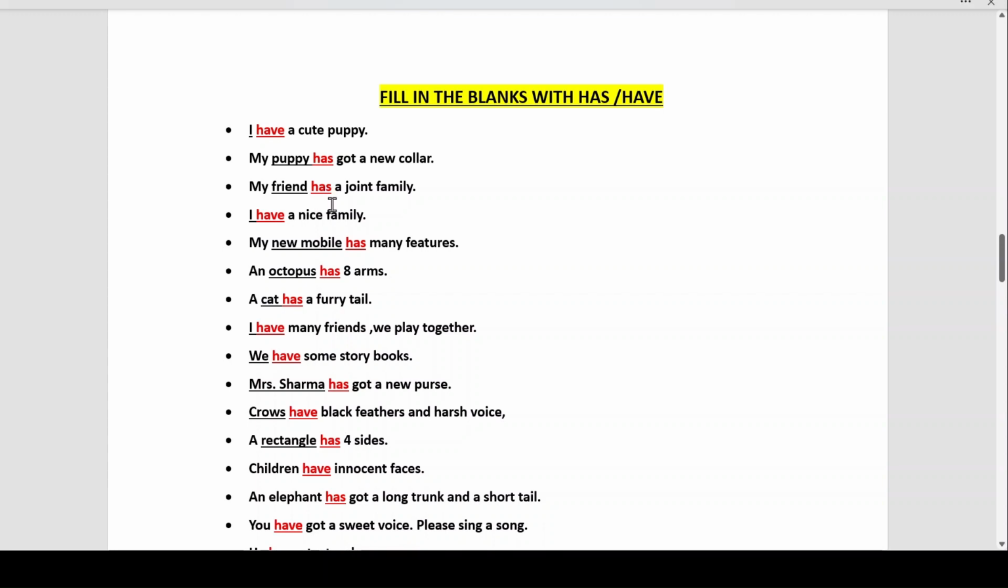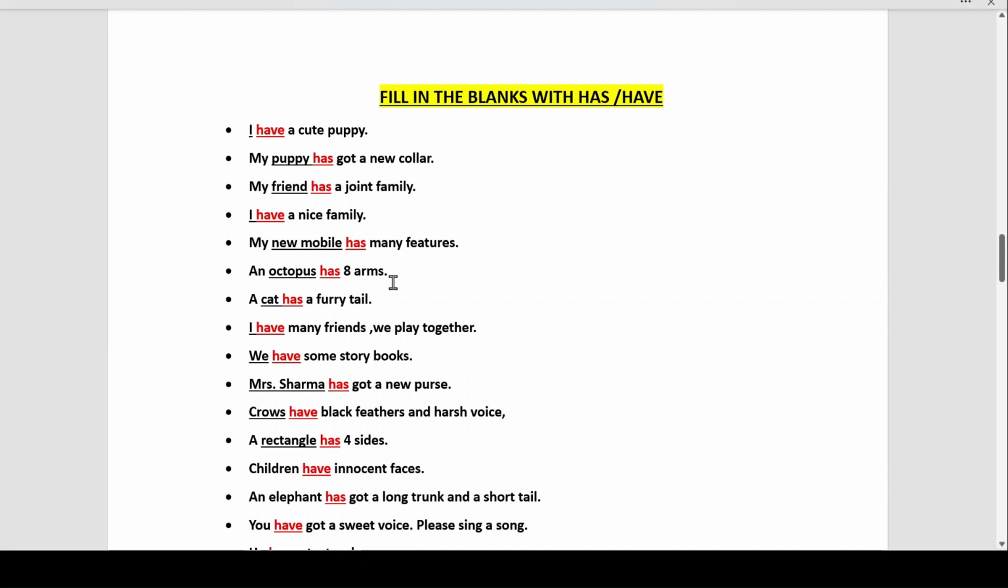Third, my friend has a joint family. My friend, again, is third person singular. So third person singular subject means followed by has. I have a nice family. Your subject is first person I. Okay, so we will use have. Next, my new mobile has many features. Your subject is new mobile, so it is third person singular again.